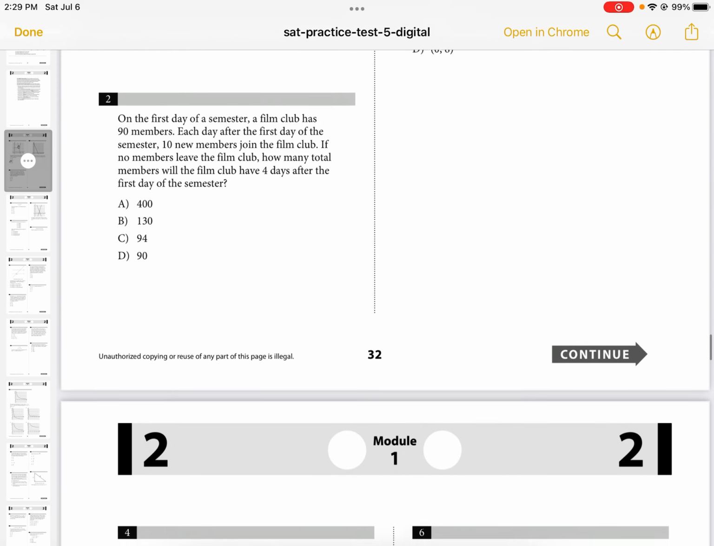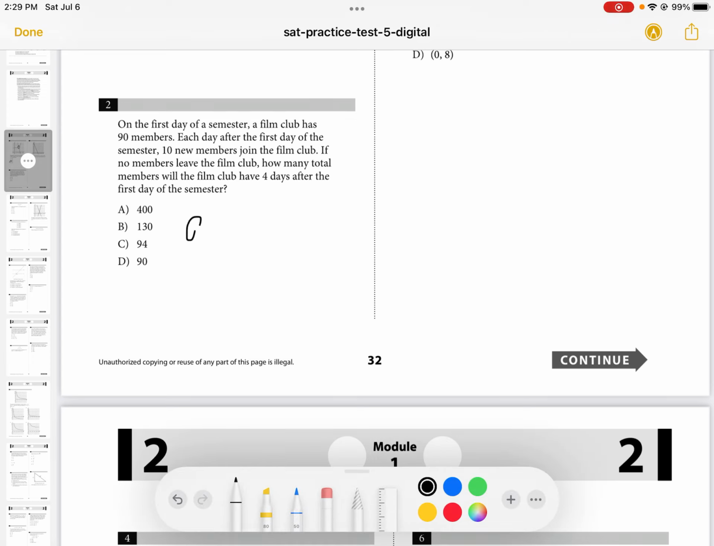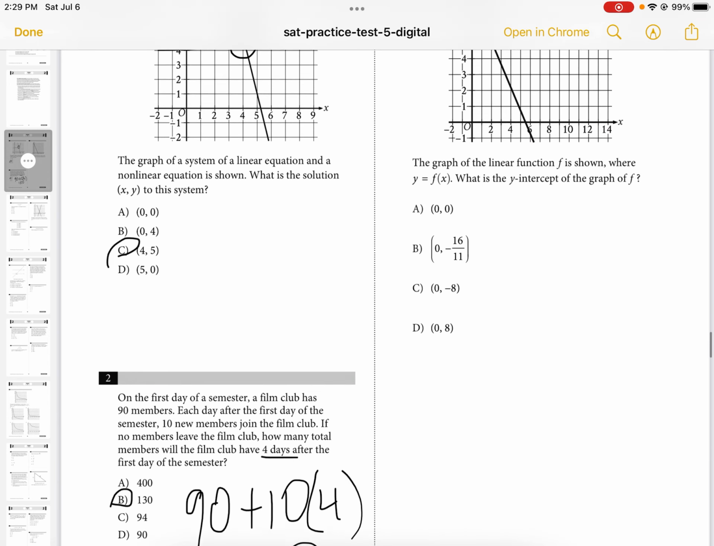Next question. On the first day of a semester, a film club has 90 members. Each day after the first day of the semester, 10 new members join the club. If no members leave the film club, how many members will the film club have 4 days after the first day of the semester? Alright, so we have 90 members initially, and each day after the first day we get 10 new. Four days have passed, so that's 90 plus 10 times 4. That's 130. So, B.